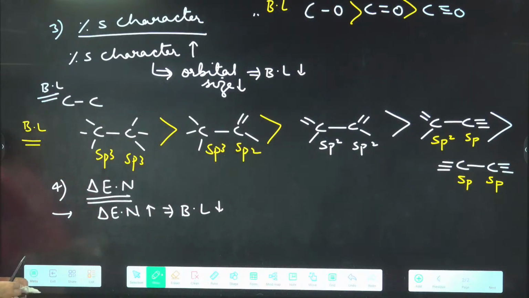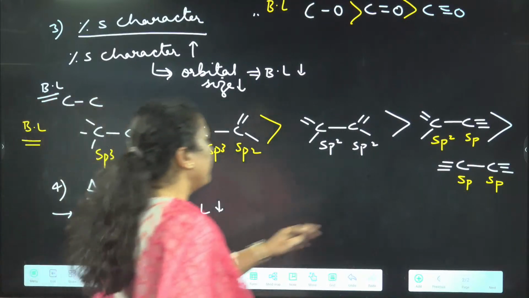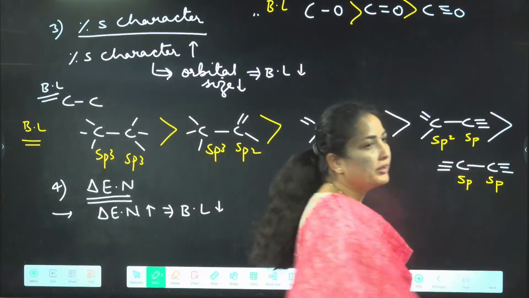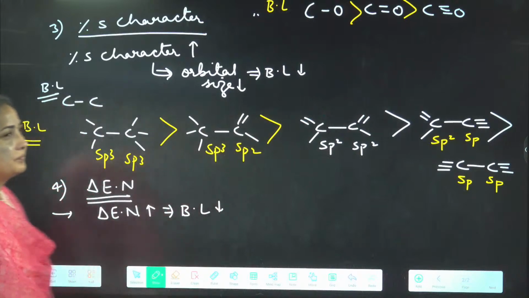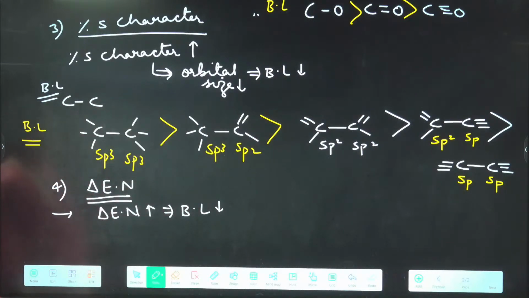Able to understand what I have written? Is there any confusion here? As the percentage S character is increasing, bond length is decreasing. So are you able to see both? This carbon-carbon bond length I am talking about. Okay.